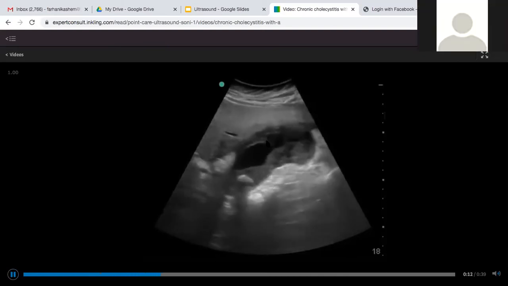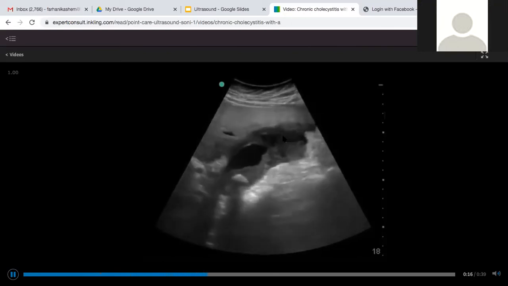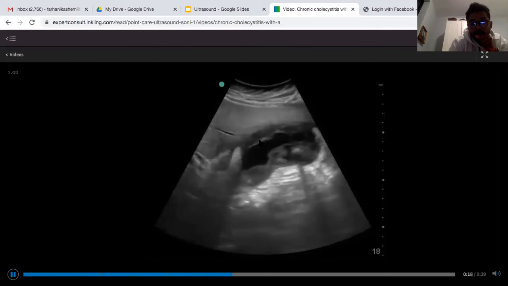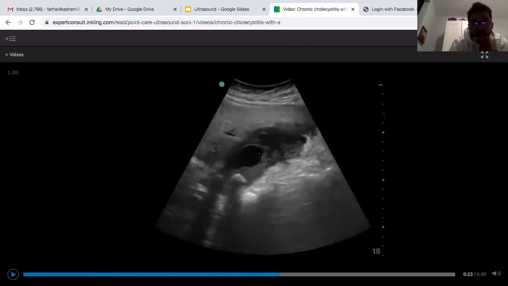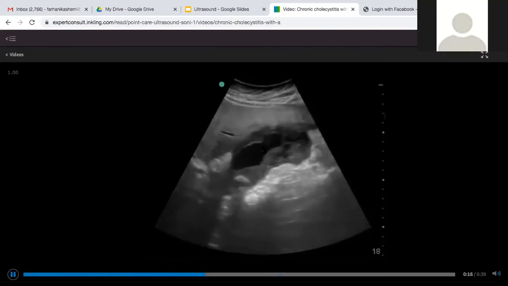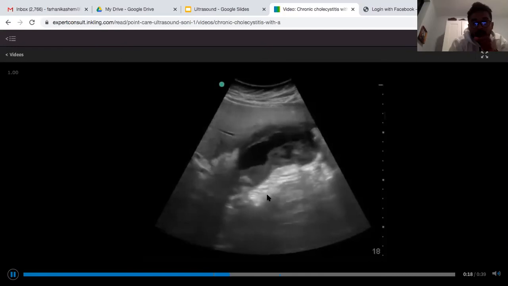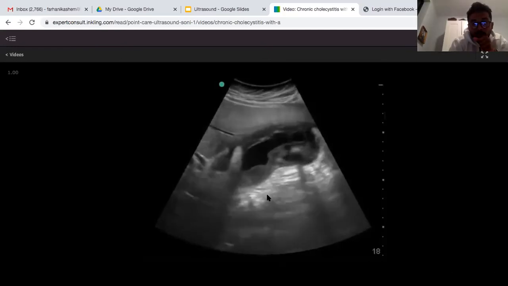What is that? Look at the rest of the wall, but then you see that? It's like a valve opening up, right? It's perforated. This gallbladder is perforated because this is the wall, right? You see how it opens up like a valve? Watch this. Yeah, I see it. Yeah, so that gallbladder is perforated.